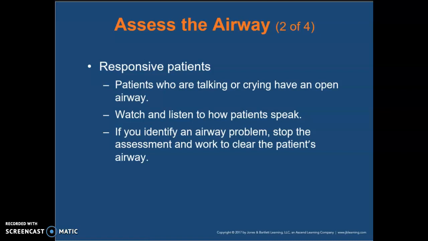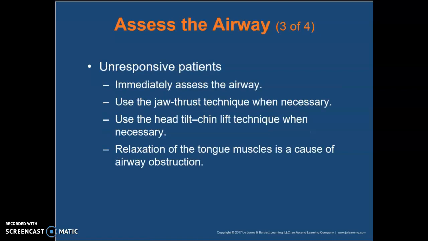When you identify an airway problem, you're going to stop right there and try and mitigate that problem or take care of it before moving on. Unresponsive patients, that's going to be the first thing that we do. The jaw thrust technique is what we use when we suspect a patient has some sort of potential neck or spine trauma. This won't work on somebody that's responsive because A, it hurts, and B, their muscles are actually going to hold their jaw in place.